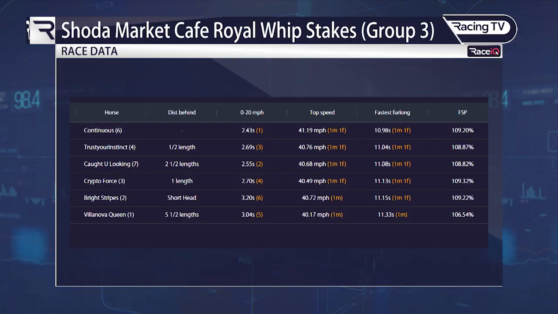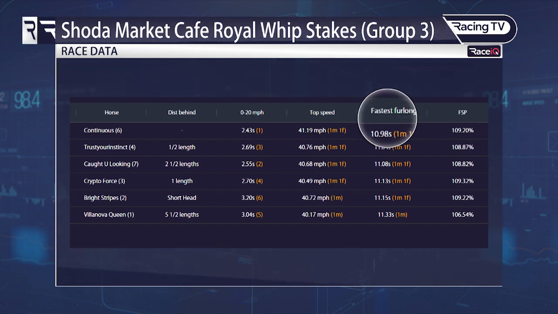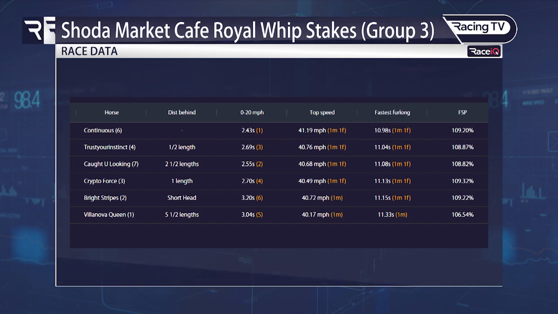And we can have a look at what happened in the race. 109.2 is finishing speed percentage, so he's 9.2% quicker in the final 3 furlongs than the rest of the race. And that aided by that 10.98 second furlong. Wow, that is quick for a horse who can win a Ledger. 41.19 miles an hour is what he achieved in that furlong.